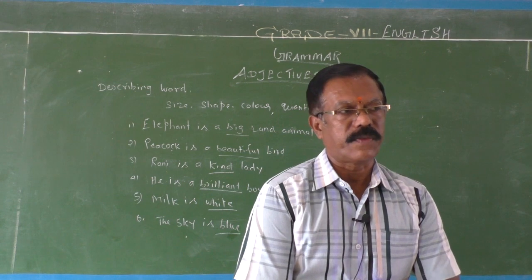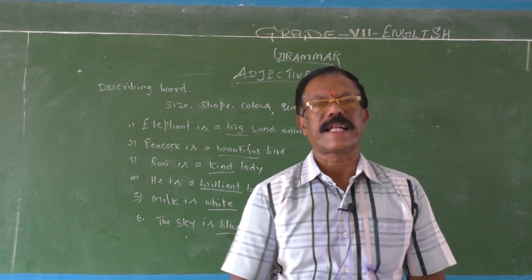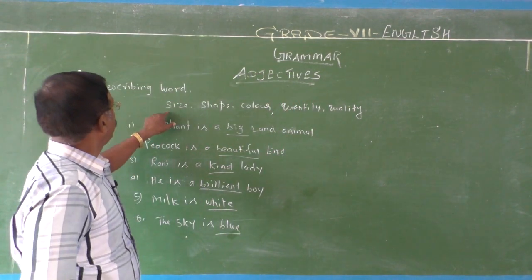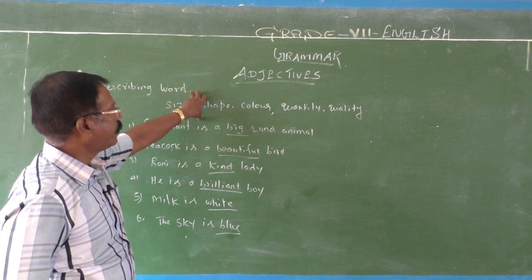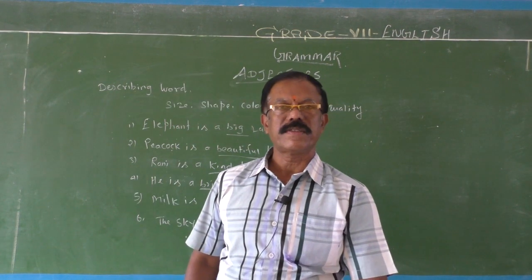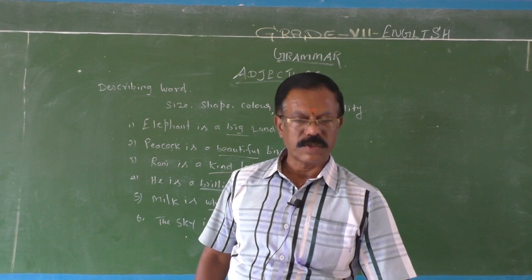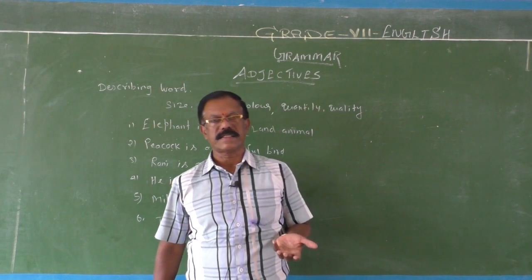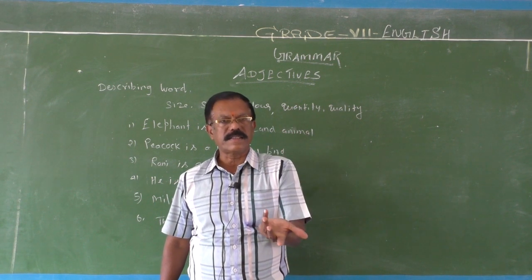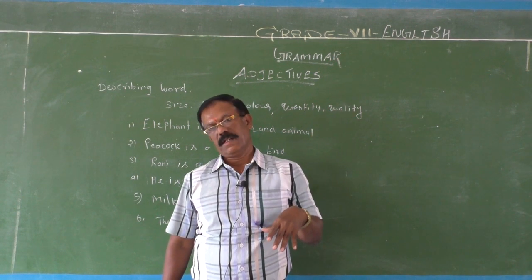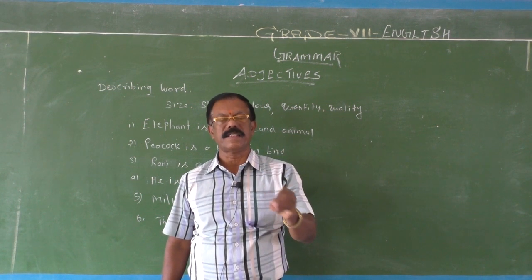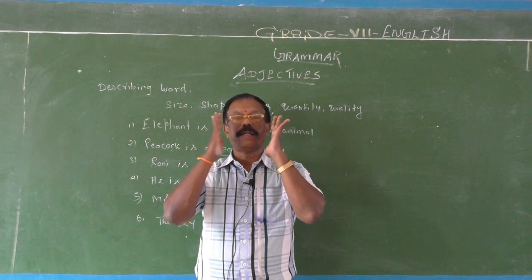Now you can get the definition. Adjective is a describing word. It describes the size, shape, color, quantity and quality of a thing. Such words that describe a noun are called adjectives. Why do we use these adjectives in our sentences? Without such adjectives, you cannot describe a noun. You can't say what kind of noun it is. So to give the real picture of a noun, we need some describing words. Such describing words are called adjectives.